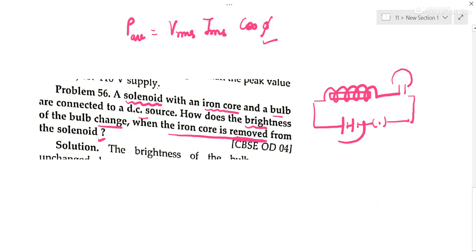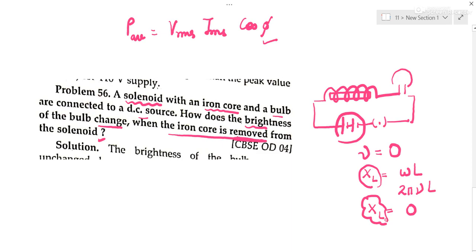So right now it is a question of DC. DC frequency is 0. Frequency is 0, so the opposition offered by the inductor, that is inductive reactance, which is omega L, which is 2 pi nu L, has no role to play. There is no opposition. So that inductive reactance is not into play because it is not a question of AC. Right now it is a question of DC, so nothing will happen. The brightness of the bulb will remain unchanged.